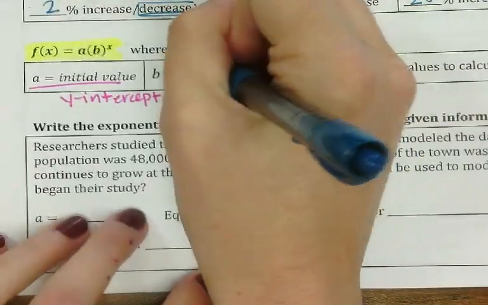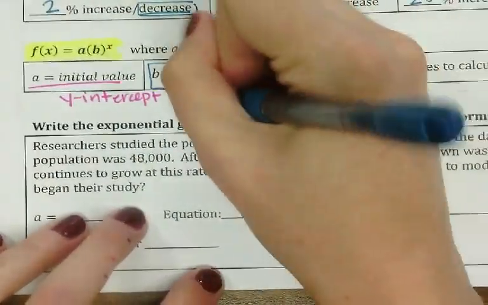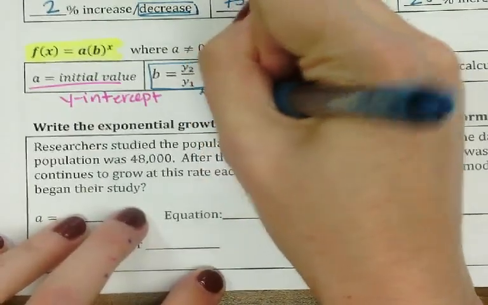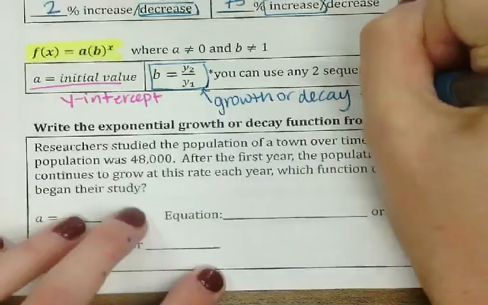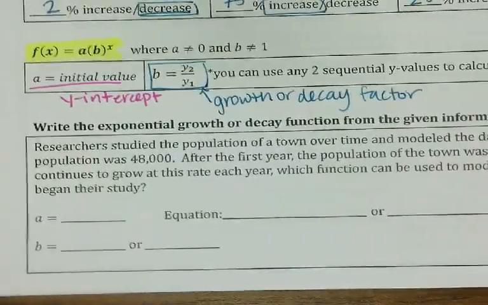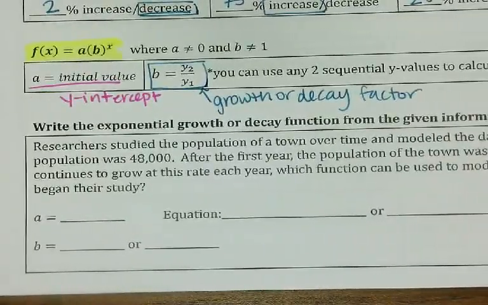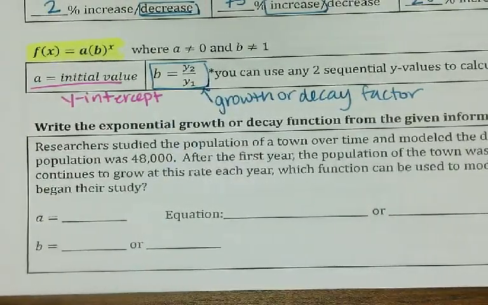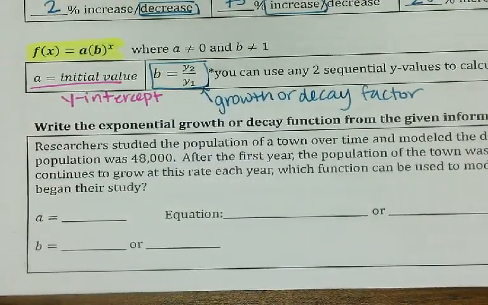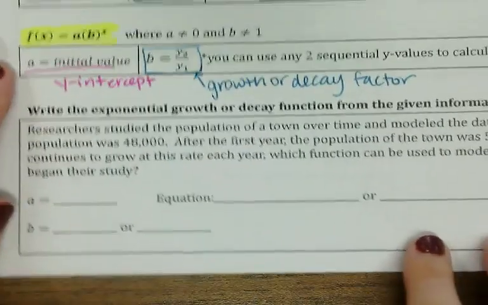And guys, your b, remember, is the growth or decay factor. In order to find our b, you can take y2 and divide it by y1, just like y'all did on Friday, where we did y2 divided by y1. Okay? So let's take a look at this.